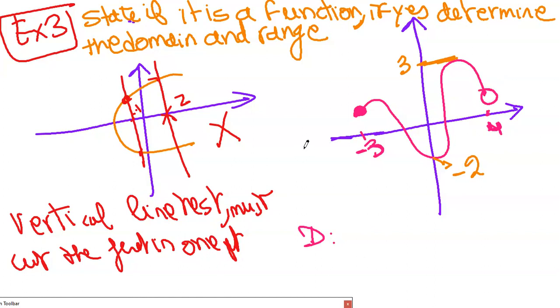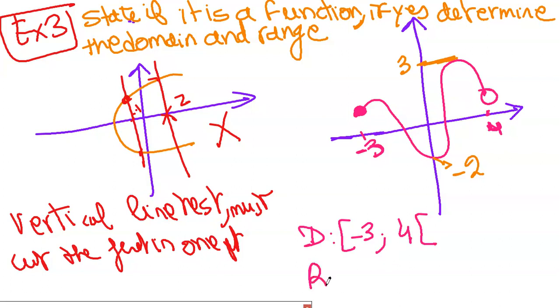So I'm moving along x. What are the values of x? It starts at -3, and where does it end? When you move, you have all the values of x until 4. So what is my domain here? My domain is between -3 and 4.